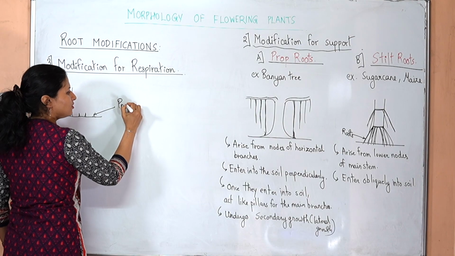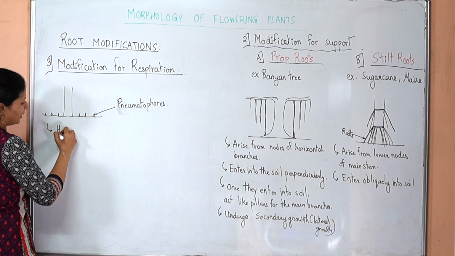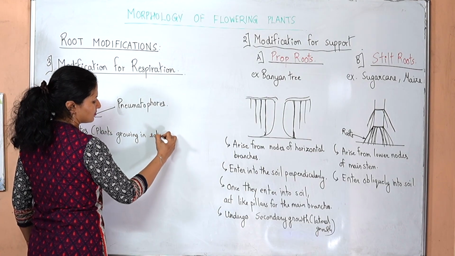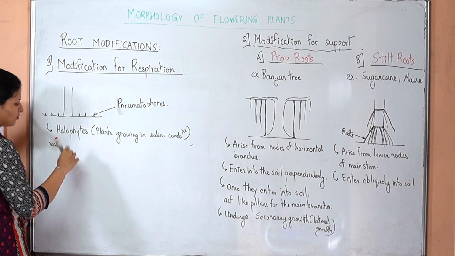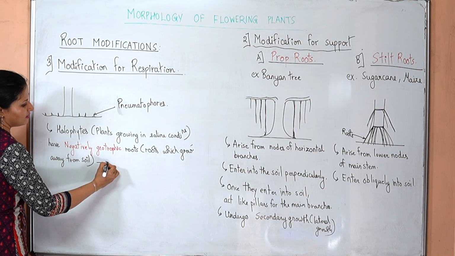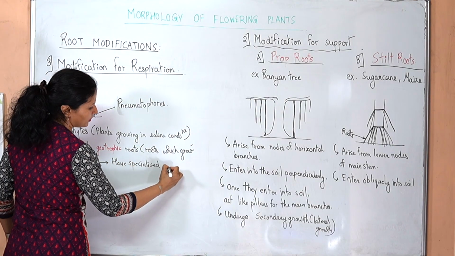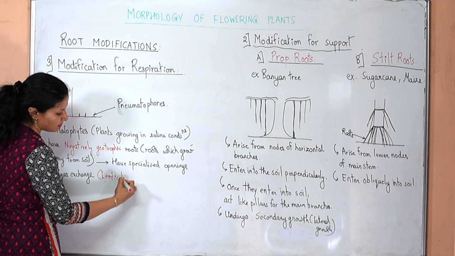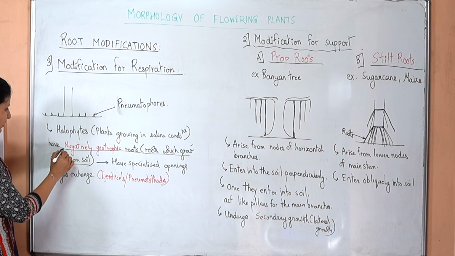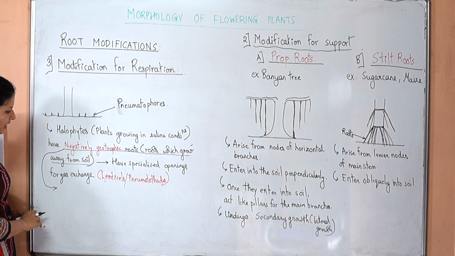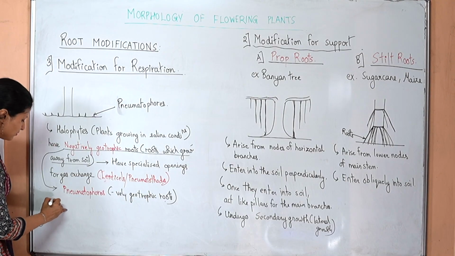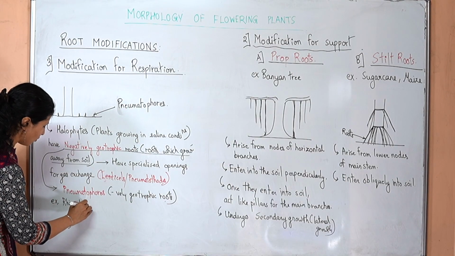So these are the pneumatophores. Halophytes or plants growing in saline conditions have negatively geotropic roots, which are roots which grow away from soil, and they have specialized openings for gas exchange. The specialized openings are called lenticels or pneumatophores. These specialized negatively geotropic roots are called pneumatophores. Example, halophytes like Rhizophora, an important halophyte.